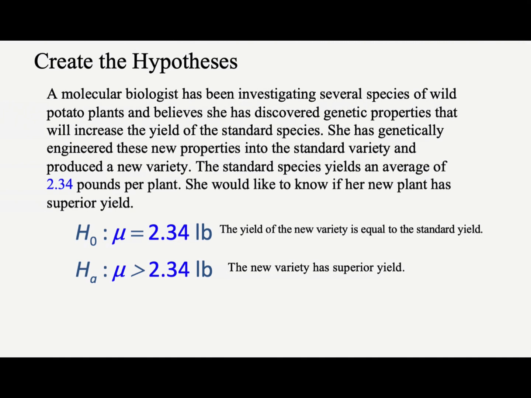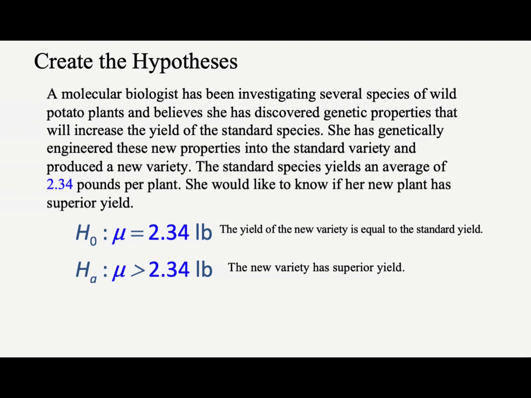So my alternative hypothesis is that the mean is greater than 2.34 pounds. Make sure that you get these the right way around. Whenever you do this, your null hypothesis should always have equality. You should always have that the mean is equal to something or the population proportion is equal to something. You should never have a greater than, less than, not equal to, or anything in that null hypothesis. It should always be an equal sign. You're going to assume that it's the same as it was before unless proven otherwise.